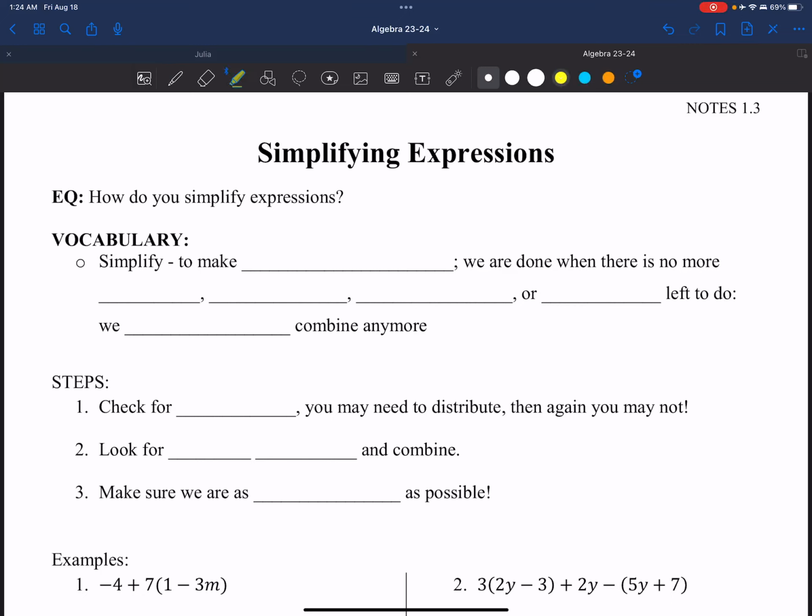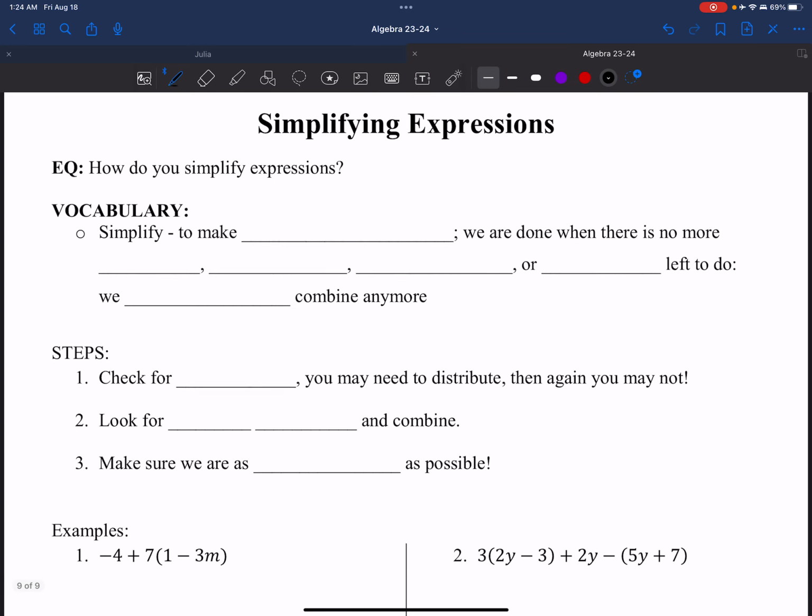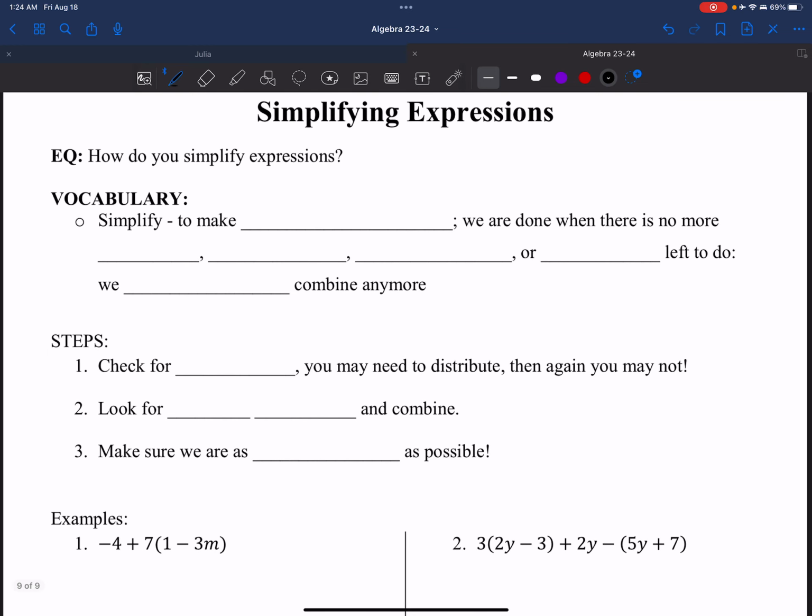All right, guys, we're going to start with notes 1.3. Okay, look in the corner. Notes 1.3, simplifying expressions. Okay, so our EQ: how do you simplify expressions?